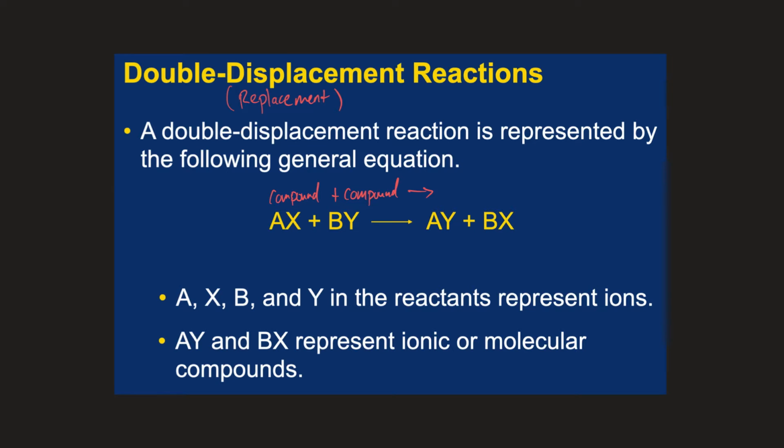All right, so A is replacing B, and B is kind of coming over and taking the place of A. And you can see that in the products that A and B have traded places. Typically, AX and BY are ionic compounds, but they might also represent molecules as well.